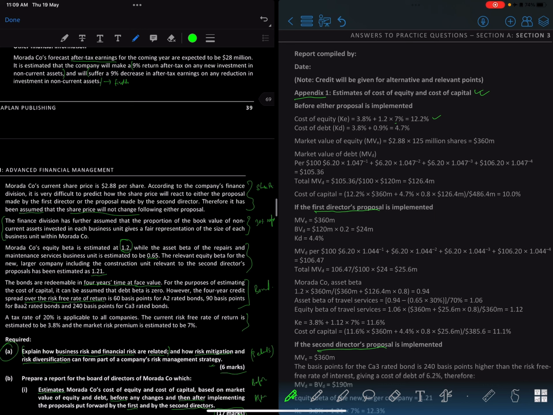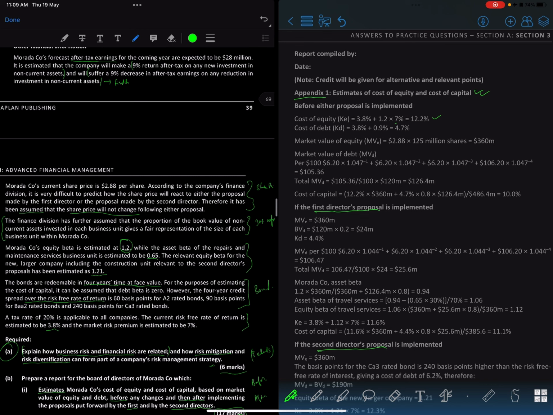For debt, it is what? Cost of debt right now is the risk-free rate plus what's our rating currently? I think it's B something, BA2, right? So 3.8 plus 0.9.